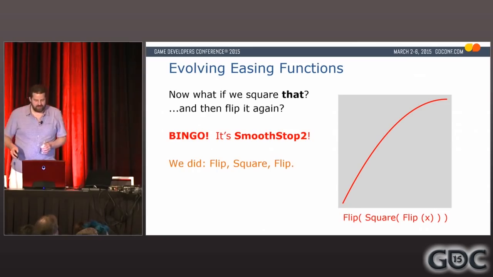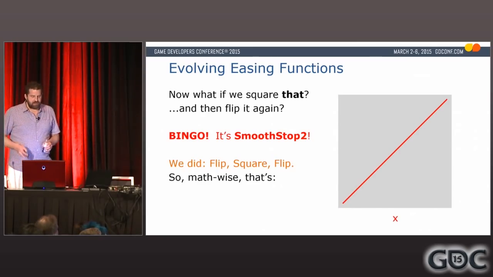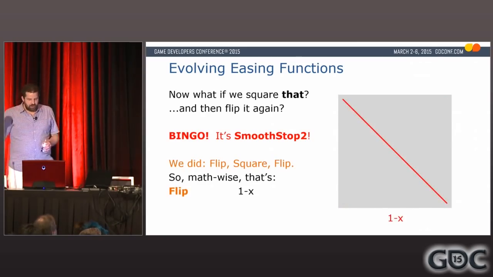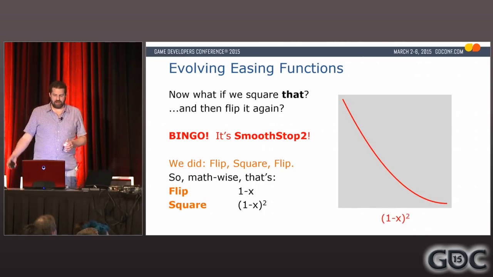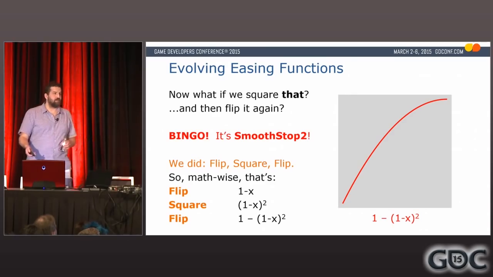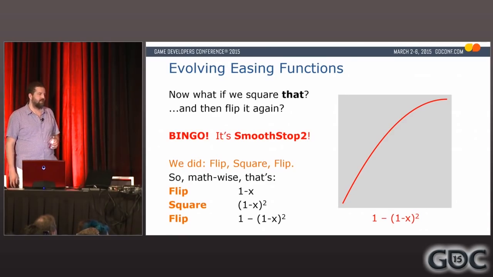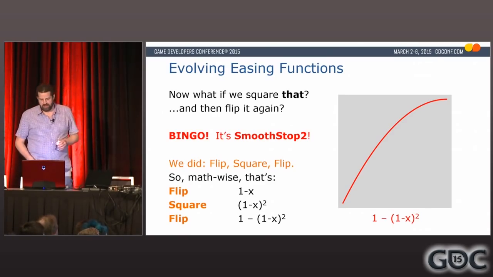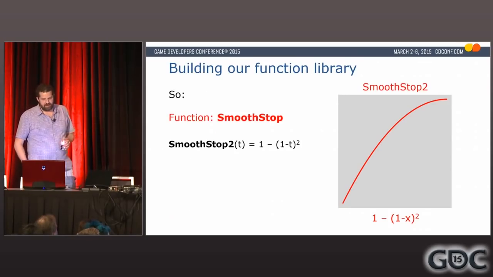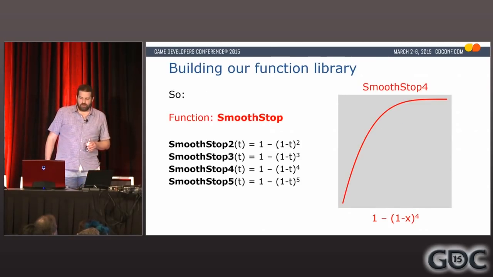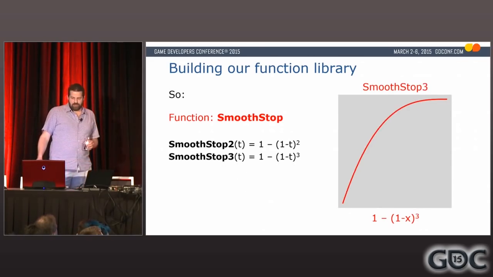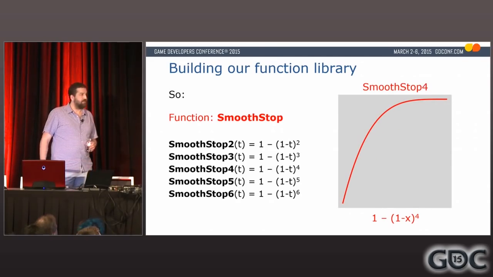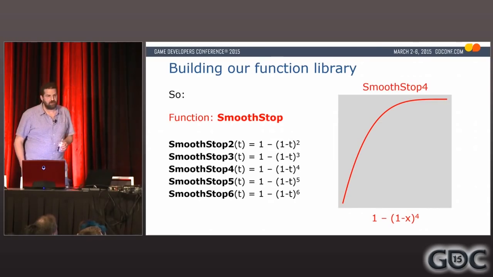So let's do that math-wise. So it's flip, square, flip. If we start with x, we do 1 minus x to flip it, and then we square that, and then we do 1 minus that. So that's the equation for a smooth stop, right? Crazy fast, way faster than square root. And it was easier for us to invent it ourselves. And of course, in this form, now it makes perfect sense. I can easily express smooth stop 2, 3, 4, 5, 6 different powers just by increasing the exponent, right?